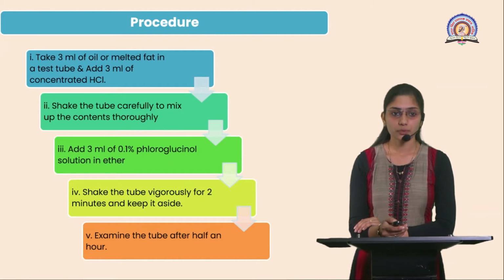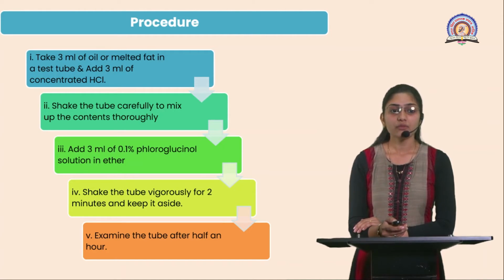Now, this is the procedure. What you have to do is take 3 ml of a sample of oil or a melted sample of fat in a clean test tube. In that test tube, you have to add 3 ml of concentrated HCl. This is the first step which you have to do. The second step, you have to shake that tube very carefully to mix the contents.